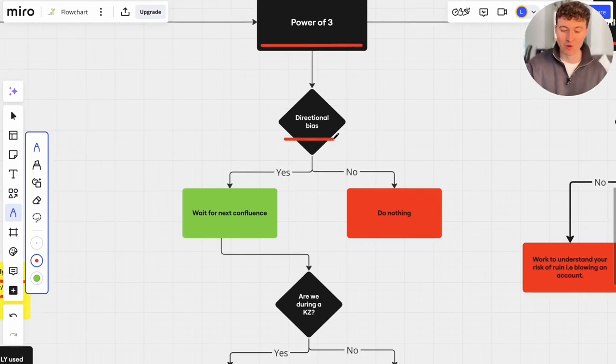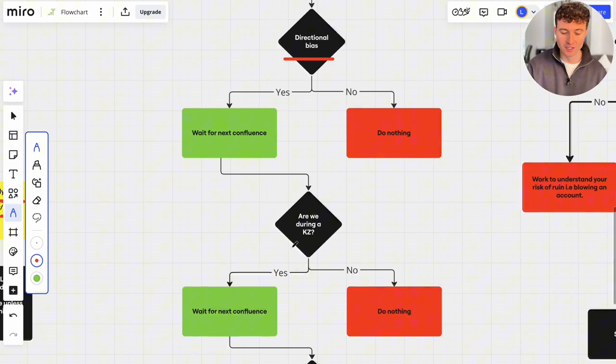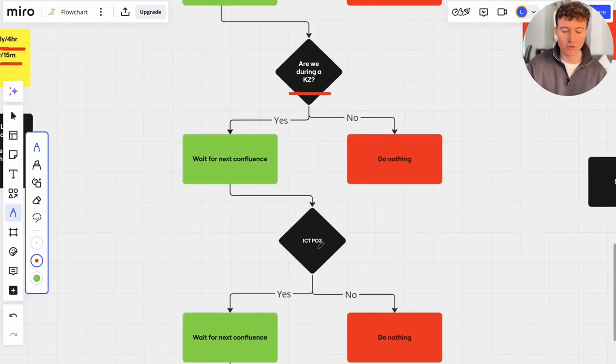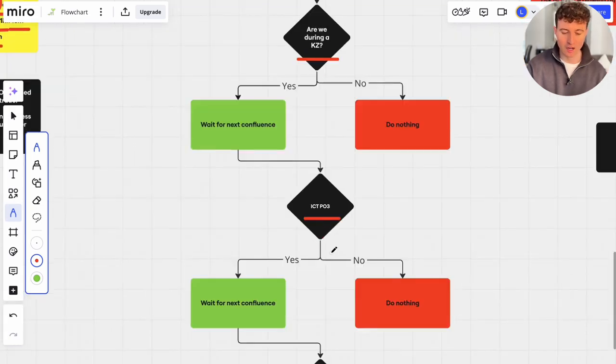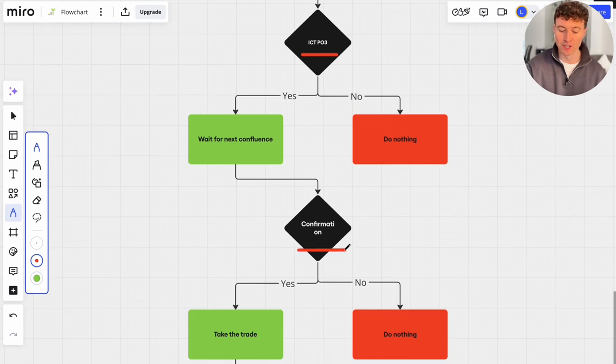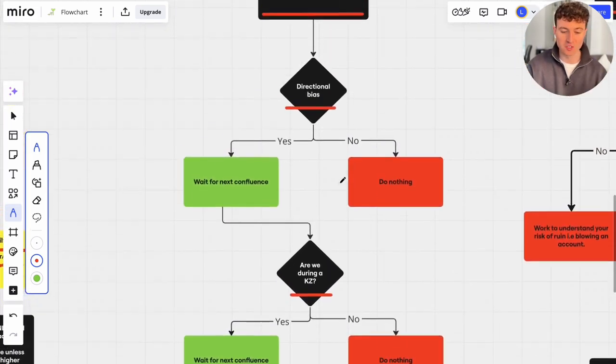Step number 1 is directional bias. Step number 2 is, are we during a kill zone? Step number 3 is the ICT power of 3. And step number 4 is our confirmation. So let's just break this all down step by step.